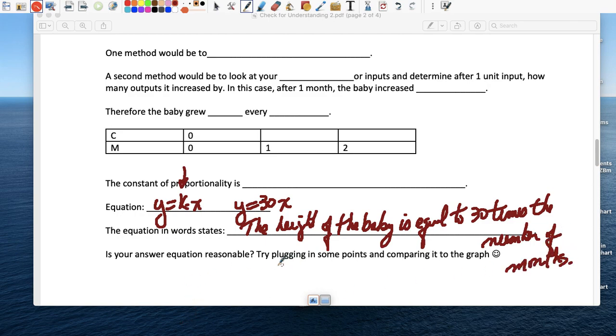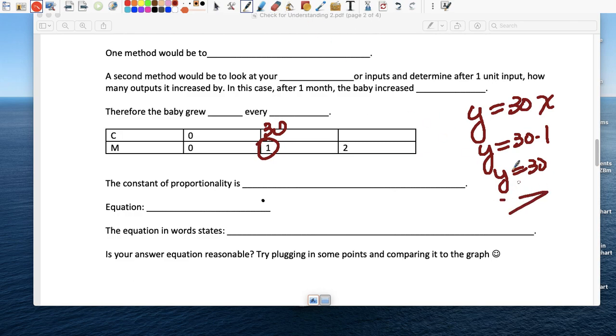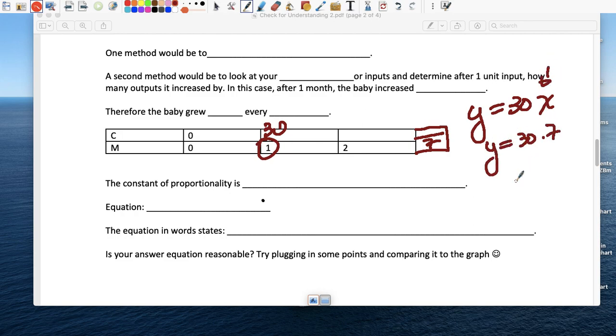Is your answer reasonable? Try plugging in some numbers and comparing it to the graph. So you have the equation y equals 30x. I don't know if you want to play around. So let's say after 1 month, y equals 30 times 1, y equals 30. So after 1 month, he grows 30. After 2 months, again, you can use the equation. Now let's try something else. Let's try 7 months. Let's make another box here. How tall is the baby? After 7 months, it'd be y equals 30, and then x represents the number of months, times 7. The baby will be 210 centimeters.